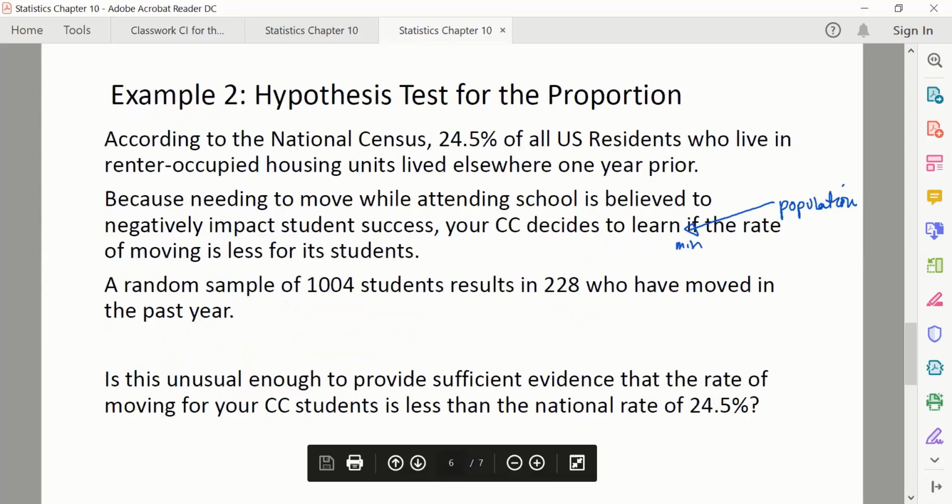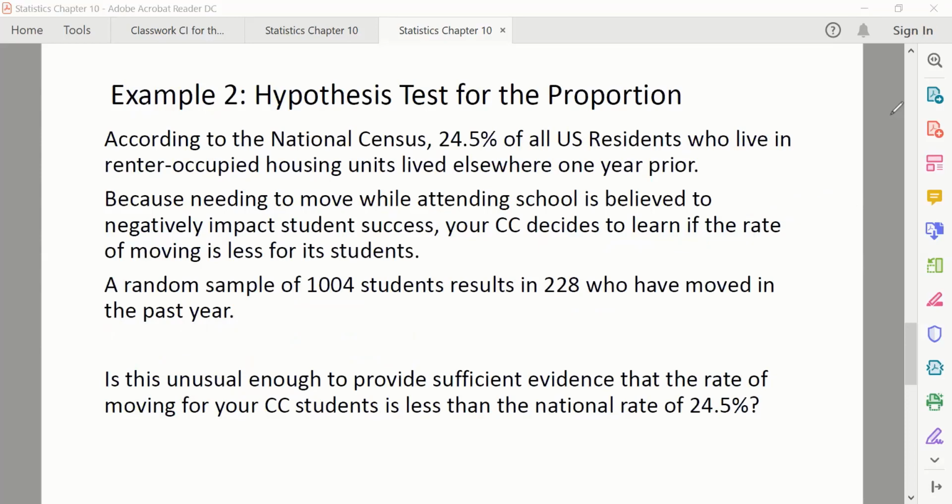And for the other example, according to the national census, 24.5% of all US residents who live in renter-occupied housing units lived elsewhere 1 year prior. Because needing to move while attending school is believed to negatively impact student success, your community college decides to learn if the rate of moving is less for its students. So a random sample of 1,004 students results in 228 who've moved. Is this unusual enough to provide sufficient evidence that the rate of moving is less than the national rate of 24.5%?